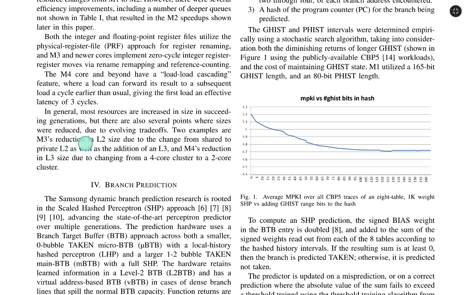The examples are M3, the reduction in L2 size due to the change from the shared to private L2, as well as the addition of the L3, and M4, the reduction in L3 size due to the change from the 4-core cluster to a 2-core cluster.